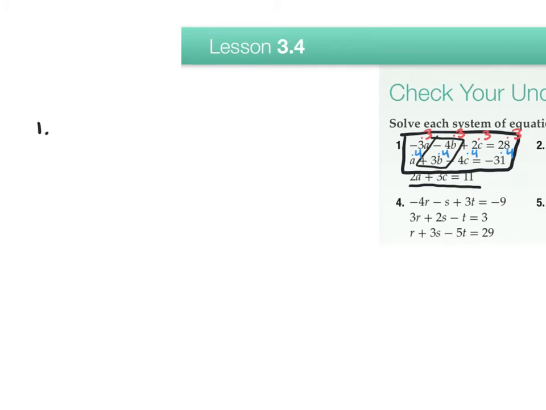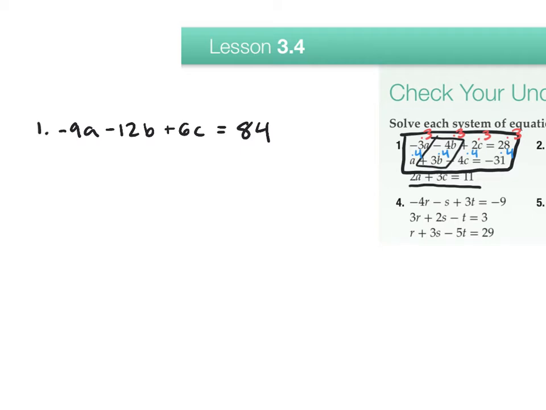So what's negative 3a times 3? Negative 9a. What's negative 4b times 3? Negative 12b. What is 2c times 3? 6c. And what's 28 times 3? 84. Are you sure? 84. Good job.